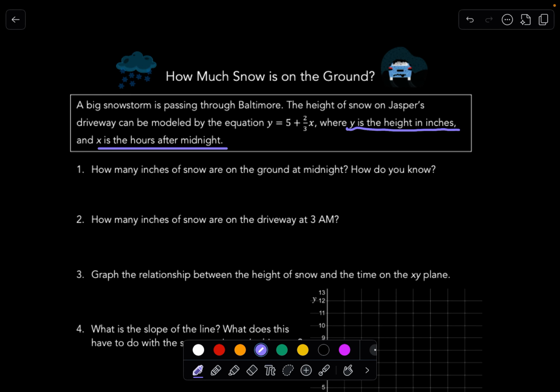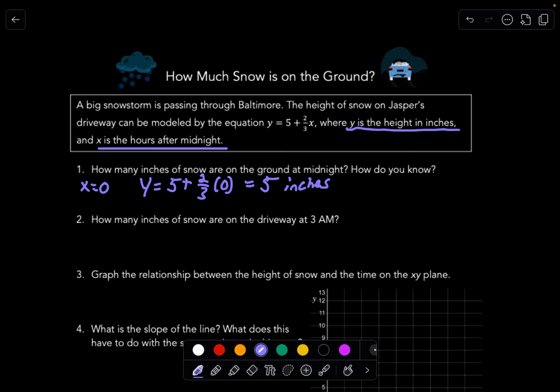Okay, so how many inches of snow are on the ground at midnight? Well, at midnight, since x is the hours after midnight, this is the value when x equals 0. That's midnight, so we plug that into our equation. 2/3 times 0 is 0, and you end up with 5. 5 what? 5 inches. So at midnight, there are 5 inches of snow on the ground.